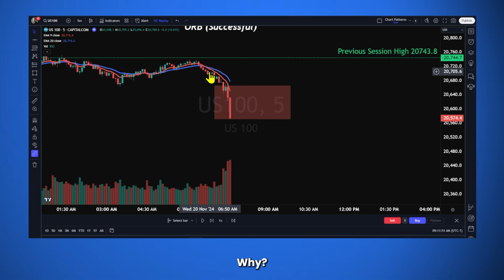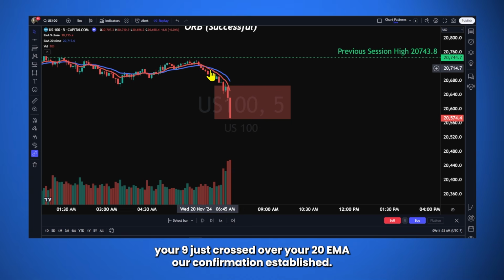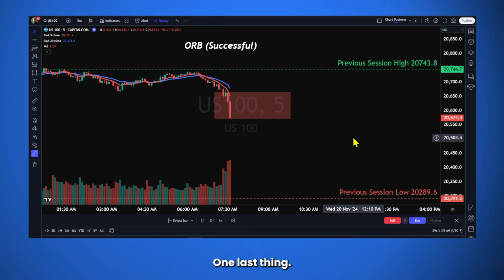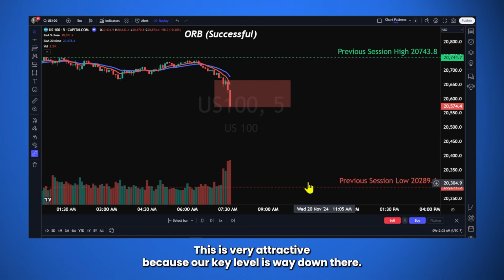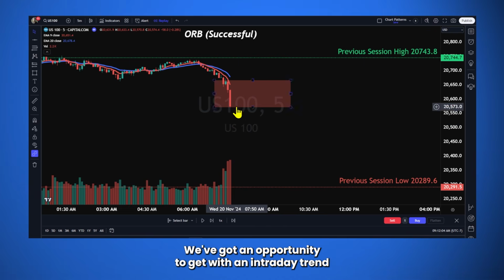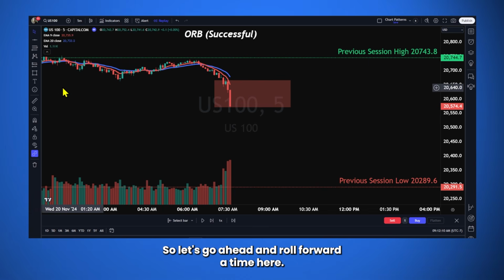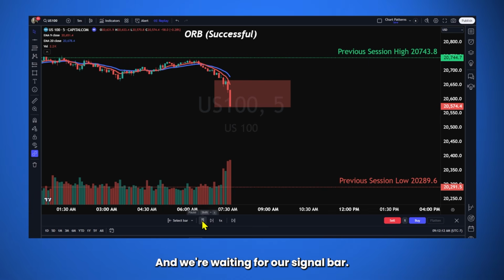Why am I looking short? Well, you've got your 9 just crossed over your 20 EMA. Our confirmation's established. We feel pretty good about the downside of this market. One last thing, this is very attractive because our key level is way down there. We've got an opportunity to get with an intraday trend using a real short time frame in a pretty nice 2-bar pattern. So let's go ahead and roll forward in time here, and we're waiting for our signal bar.